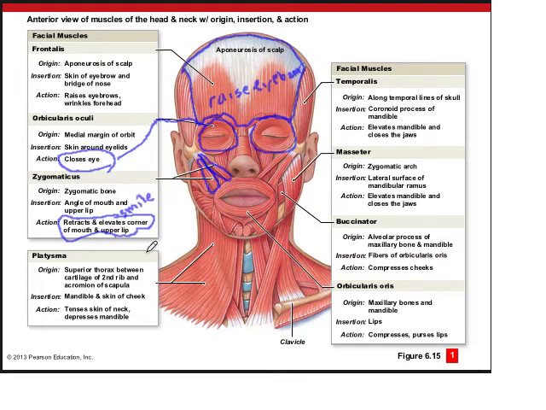Okay, moving down, the platysma is this big flat muscle here. It's a superficial muscle. Okay, and its origin is the superior thorax between the cartilage of the second rib and the acromion of the scapula. It inserts onto the lower jaw, which is the mandible, and it also inserts onto the skin of the cheek, and it tenses the skin of the neck and helps to depress the mandible as well.